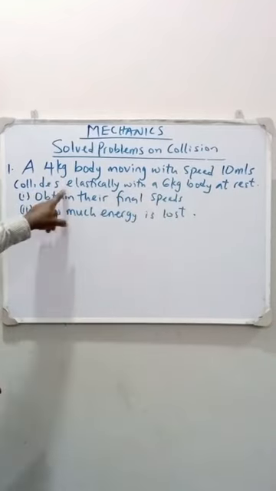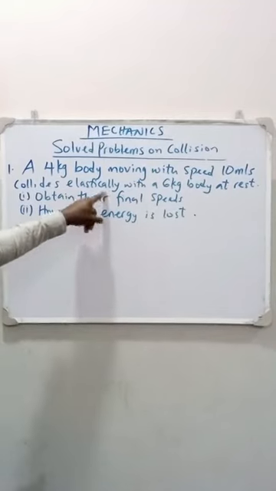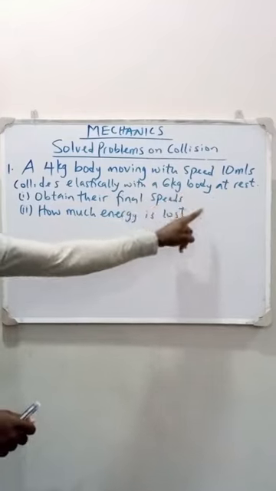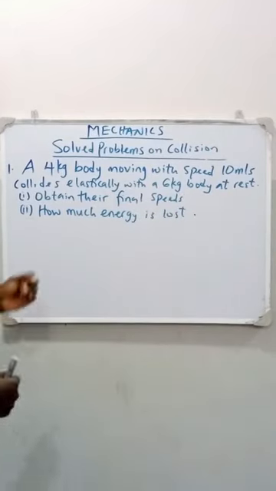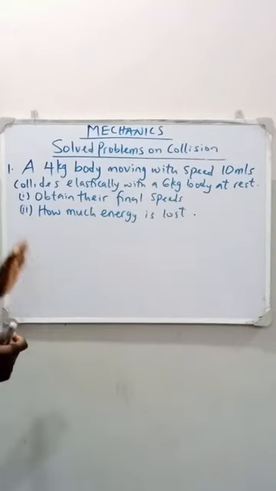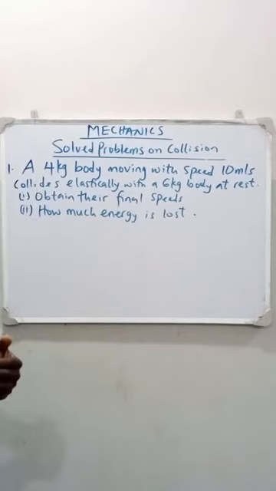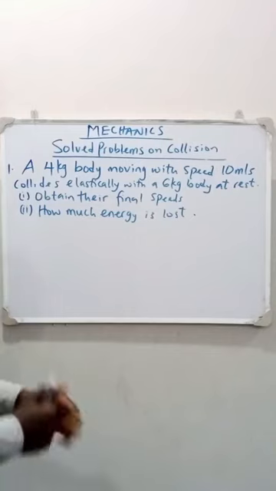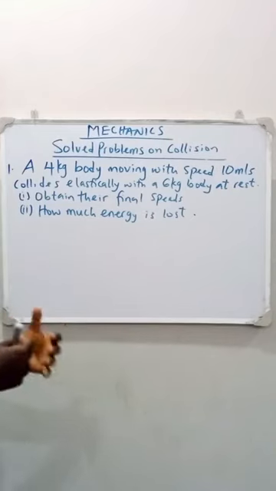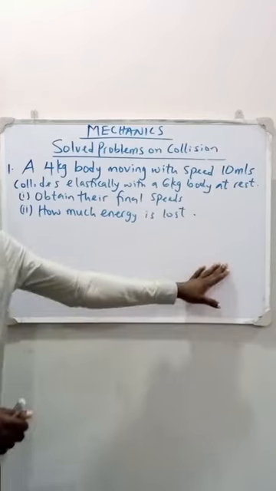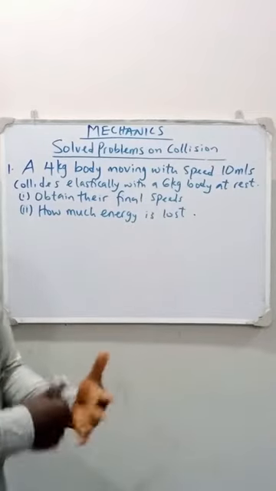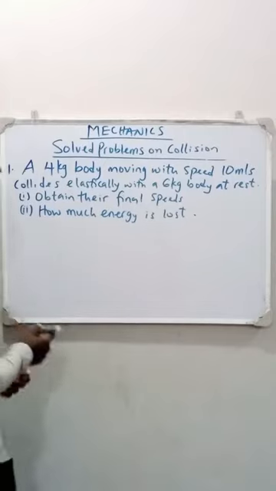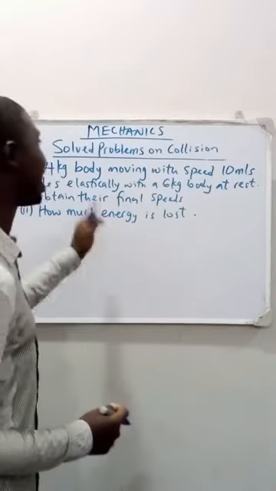Now, in this question, we are told that a 4 kg body moving with speed 10 meters per second collides elastically with a 6 kg body that is at rest. The first question here, we are told to obtain their final speeds. The second question, we are told to calculate how much energy is lost. So, the first thing is to analyze the question.